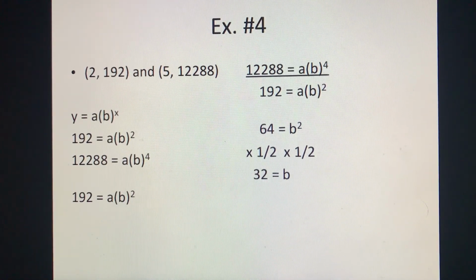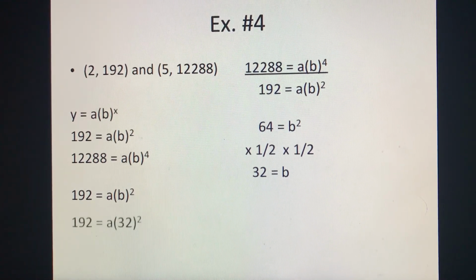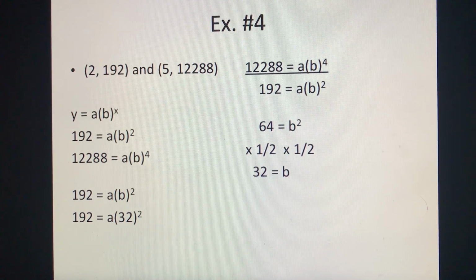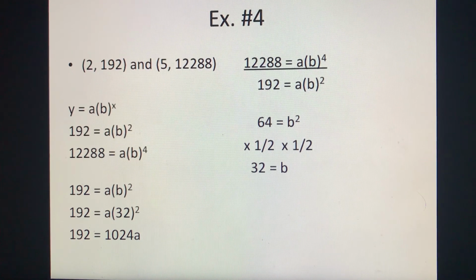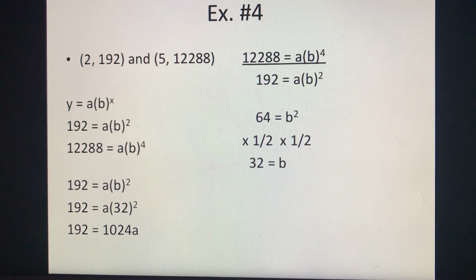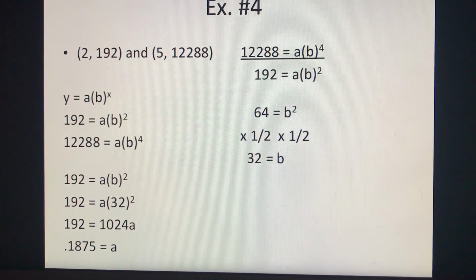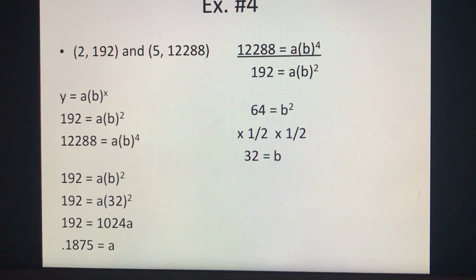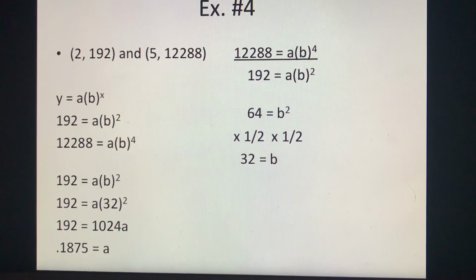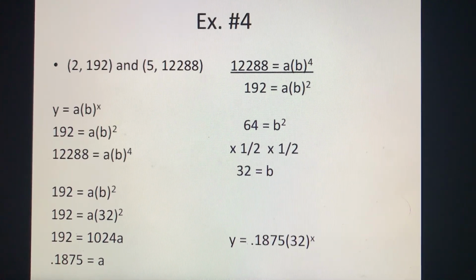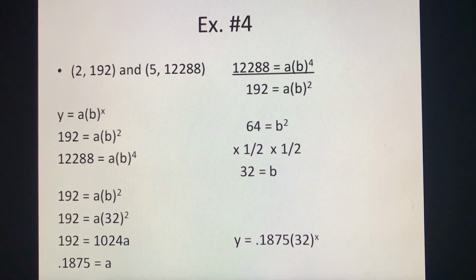Plug that into whichever equation you prefer to use. I prefer to use the smaller one. Square it, or whatever the exponent might be, to get 192 equals 1,024 times a. Divide it out to get a alone, and in this case, you're going to have 0.1875 is our value of a. Plug those two values, the a value and the b value, back into your equation to get y equals 0.1875 times 32 to the exponent x.